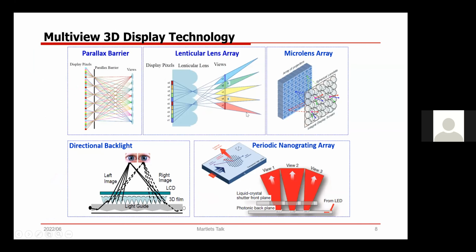So there are several ways to achieve multi-view 3D display technologies. For example, the parallax barrier, they use the pinholes or the gratings, and they block the light from other directions. And in lenticular lens arrays and in macro lens arrays, they can achieve horizontal parallax or full motion parallax so that people can have a good view of the 3D screen. And another two technologies are directional backlight and periodic nanograting arrays. In a directional backlight, usually they have a thin film. They guide the light from two directions to two perspective views.